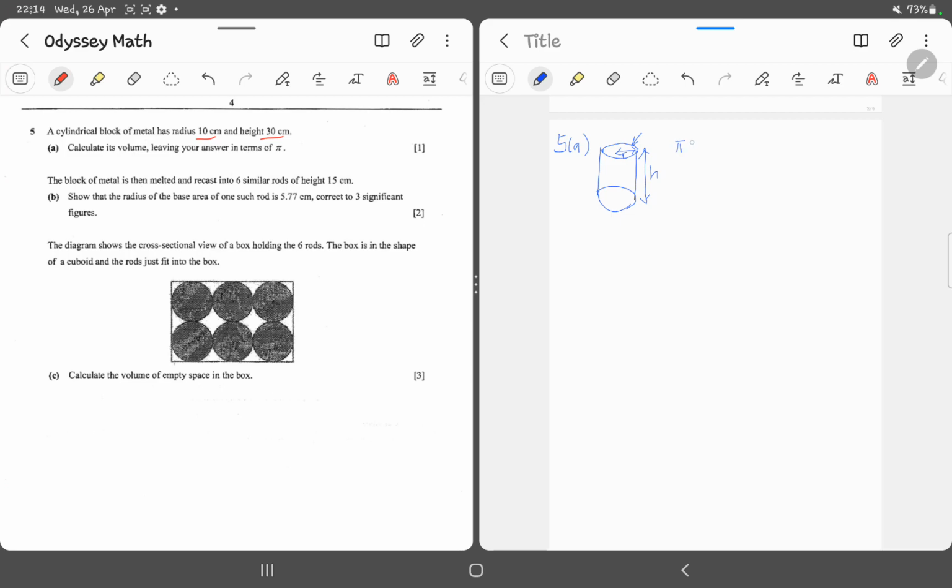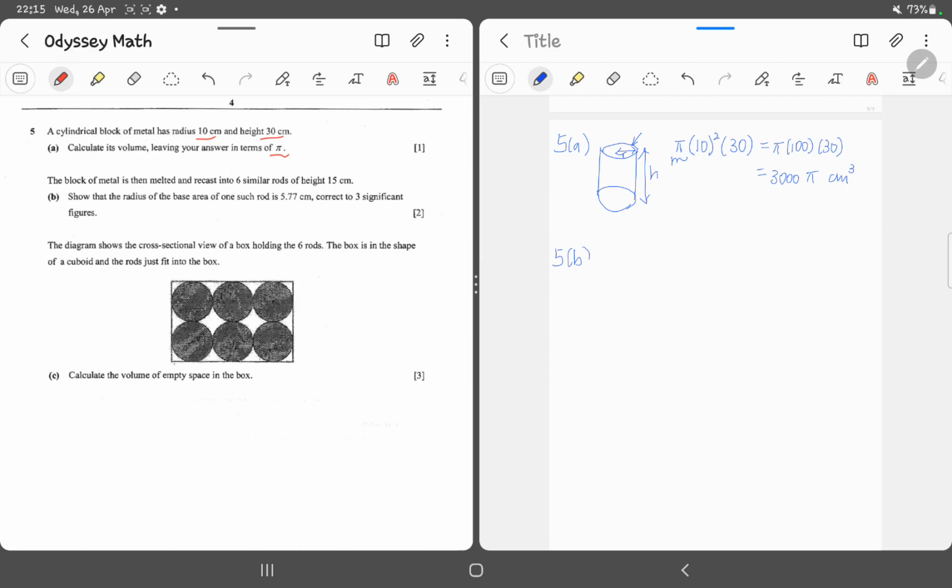So pi times the radius, which is 10 cm, squared. Then you multiply by the height. You get the volume of the cylindrical block of metal. Because the question asks us to leave our answers in terms of pi, we are not going to evaluate the pi. So 10 squared is 100. So pi times 100 times 30. 100 times 30 is 3000. So it's actually 3000 pi cm cubed. And we are done with 5a, rather straightforward.